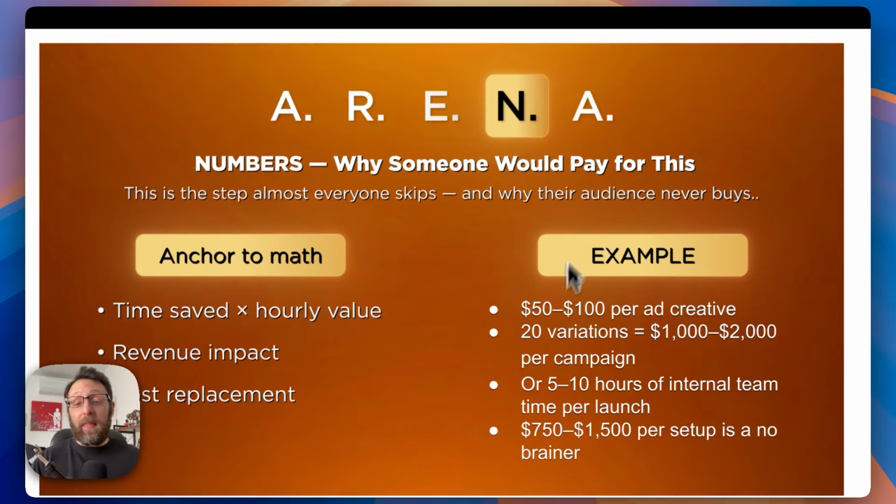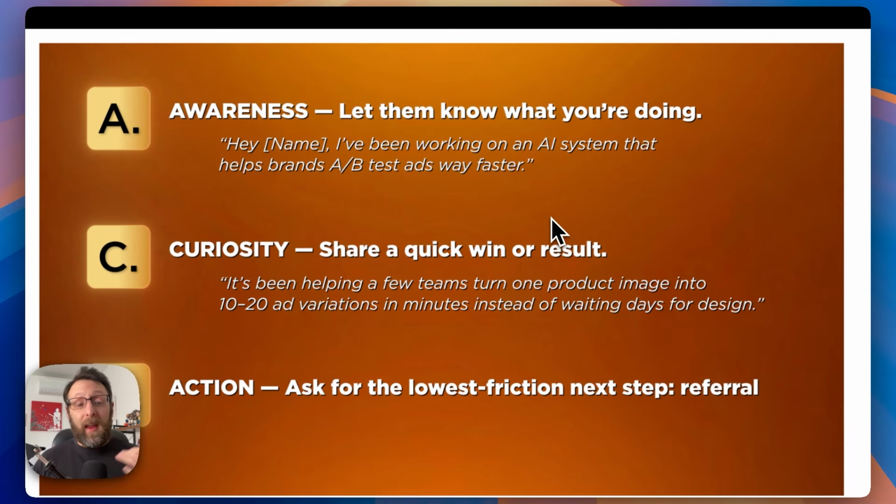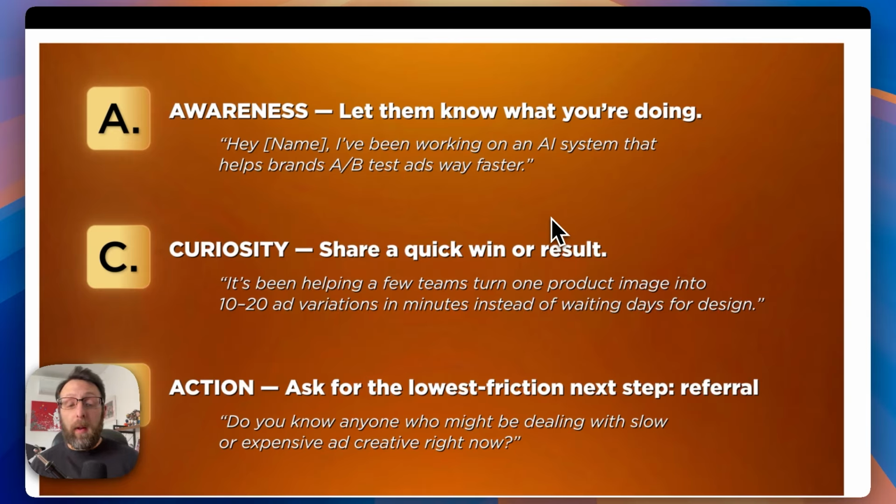You can take a look at these examples right here of exactly which numbers you can point to for results. And our last letter in the ACA framework is action. It's to ask for the lowest friction next step, which in every case is a referral. You are not asking anyone for their time. You're not asking for a sale. You are not asking for money. You are saying, do you know anyone who might be dealing with slow or expensive ad creative right now?